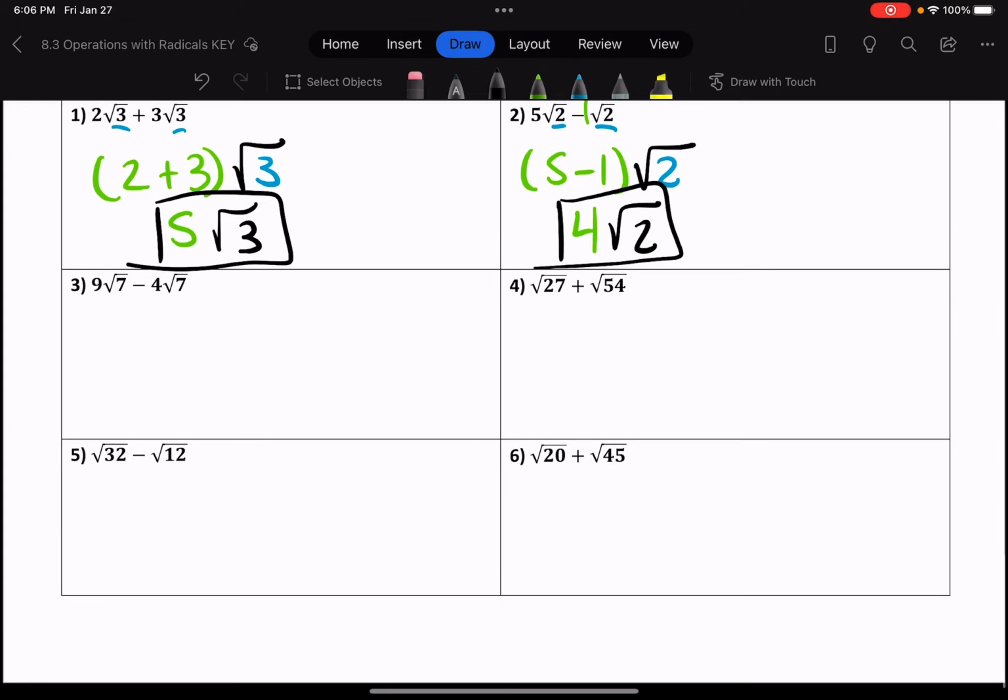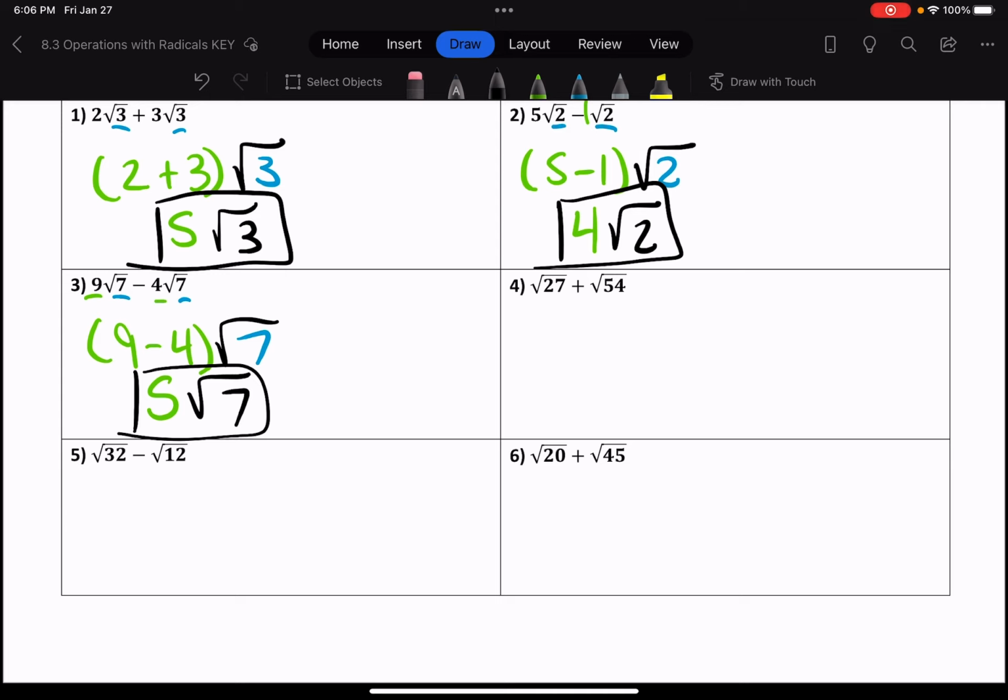For number 3, I've got 9 square root of 7 minus 4 square root of 7. These are like radicals because they have the same radicand. So therefore, I can just subtract their coefficients. 9 minus 4 times the square root of 7. 9 minus 4 is 5. So that's going to yield 5 square roots of 7.